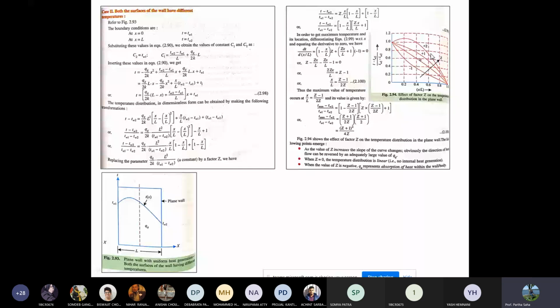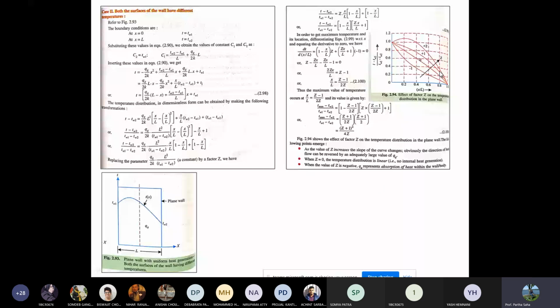Obviously, the direction of the flow can be reversed by an adequately large value of Qg. When Z equals 0, the temperature distribution is linear. You can see it is linear, right? That is, no internal heat generation. When the value of Z is negative, Qg represents absorption of heat within the wall. So there is no heat dissipation, it is heat absorption.